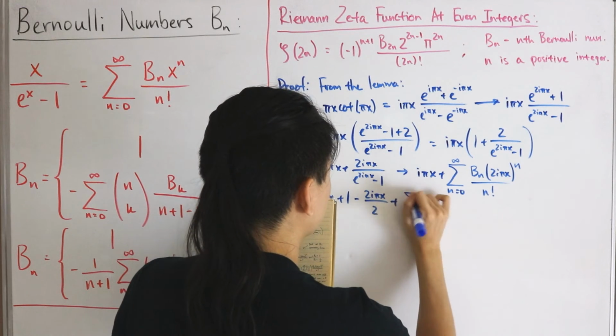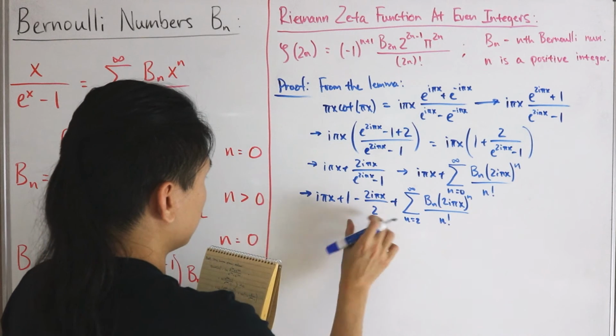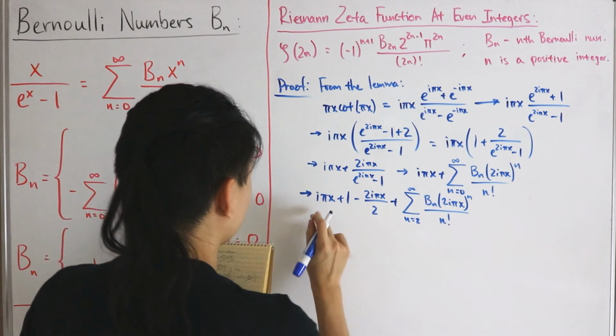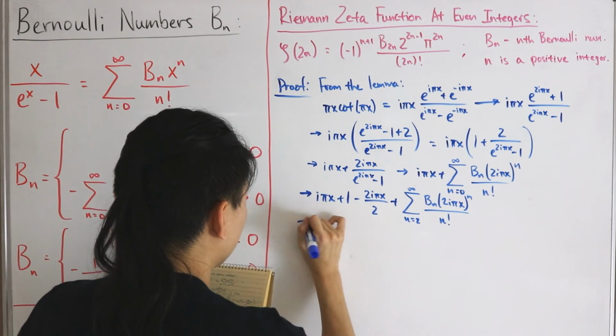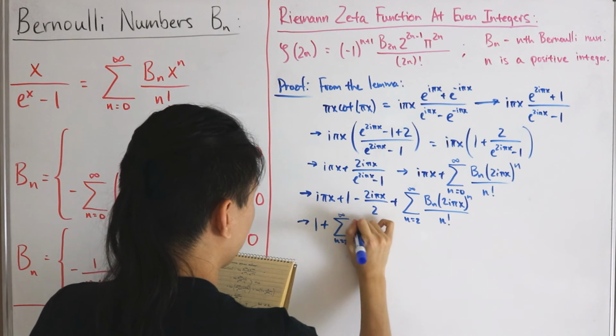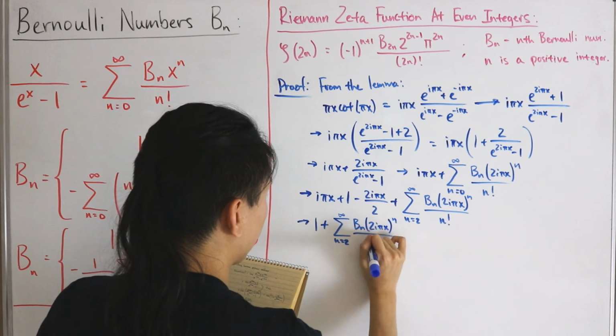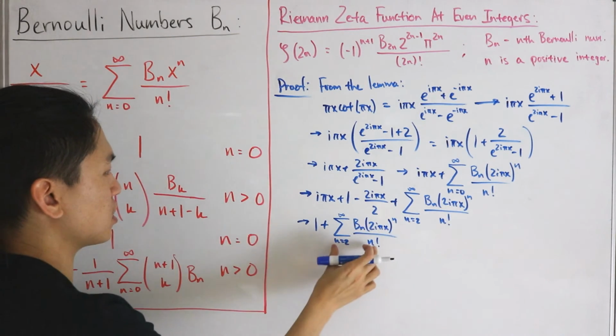And then continue the expansion forward, starting at n equals 2. You'll notice that, of course, these two are going to cancel each other out, the i pi x and the one over here. So we're left with 1 plus the infinite sum at n equals 2 of b sub n times 2 i pi x to the power n, divided by n factorial. We can actually fix this up a bit.